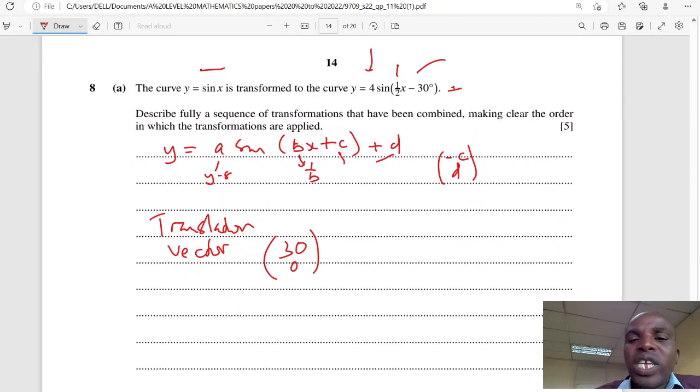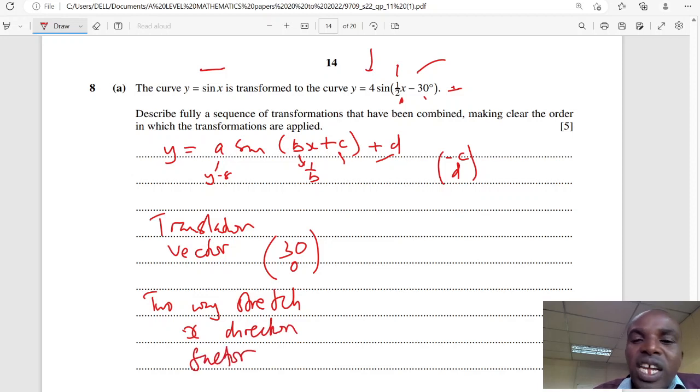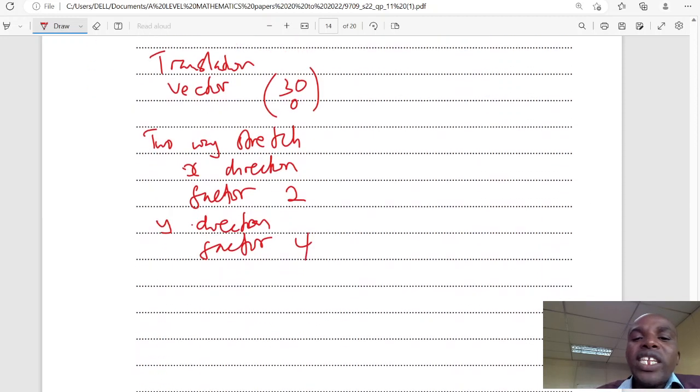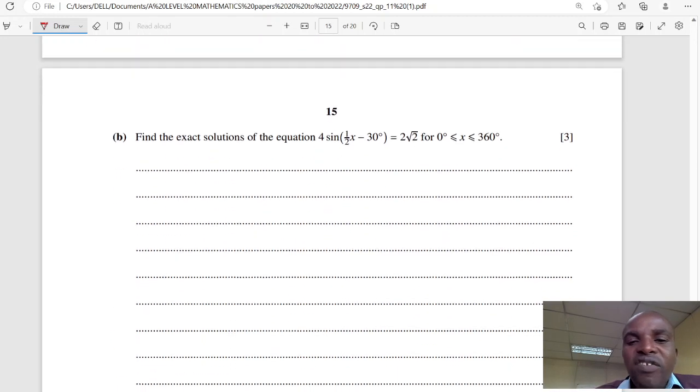Right, now we move on to the x part. So this bracket, this one, and the next one, it will be a stretch. Actually, it's a two-way stretch. We start with the x direction, then stretch factor. In this case, it's half, so it will be 2. It's the opposite. Then y direction, stretch factor is 4. So y is always straightforward. Done. These are 5 free marks.